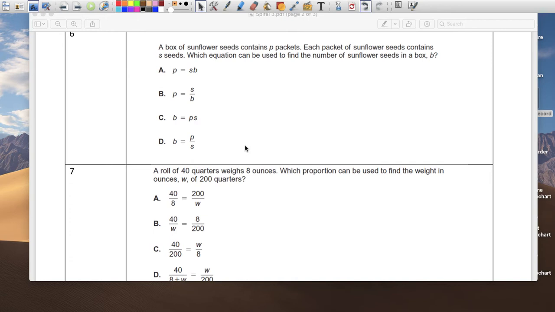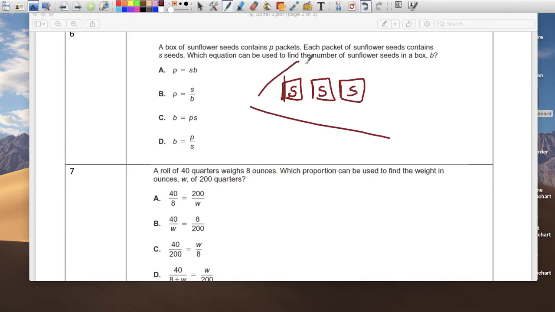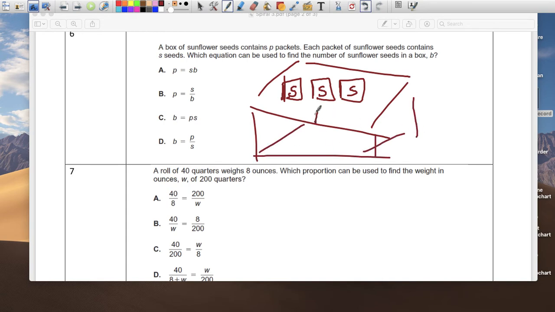Sunflower seeds contain P packets. This box has a bunch of packets of sunflower seeds, and each packet contains S seeds. So there's S seeds in here, and there's a box, right? In this box, there's all these packets of sunflower seeds. Which equation can be used to find the number of sunflower seeds in the box?